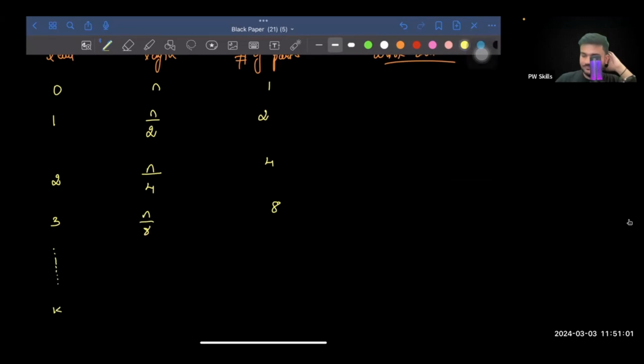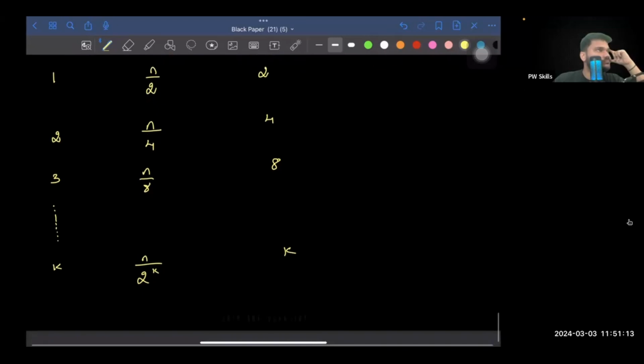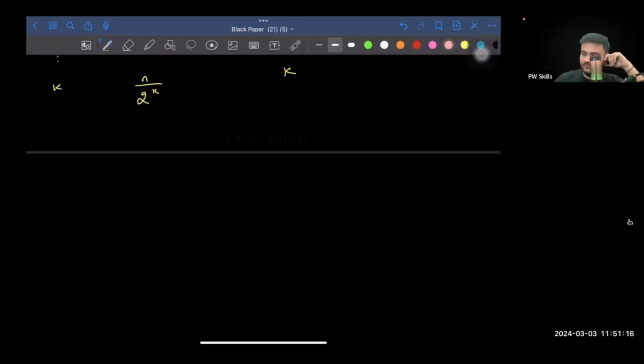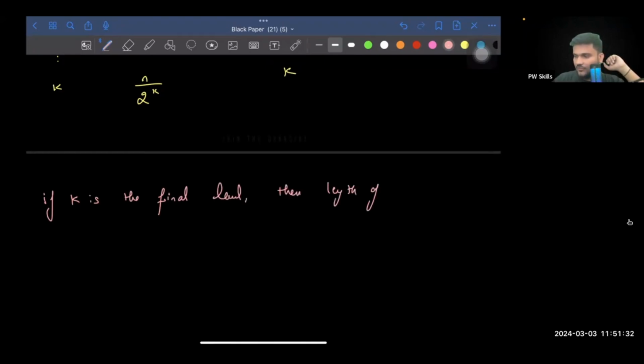On some level k, length of the array will be n by 2 raised to the power k, and there will be 2 raised to the power k such arrays. Can I say that? Yes or no? Okay. Now, if k is the final level, then on the final level, length of the array is 1, because that's the base case.